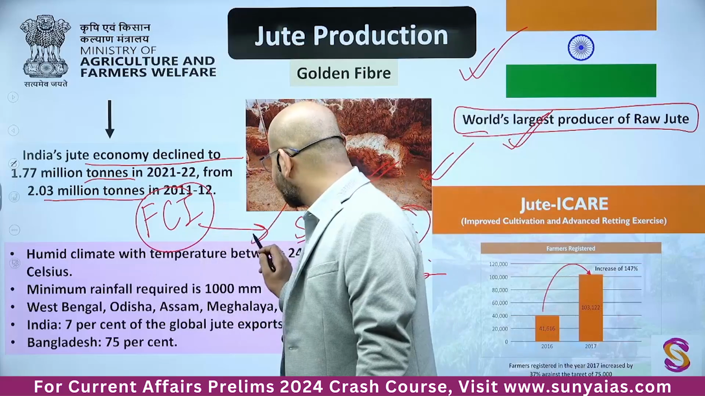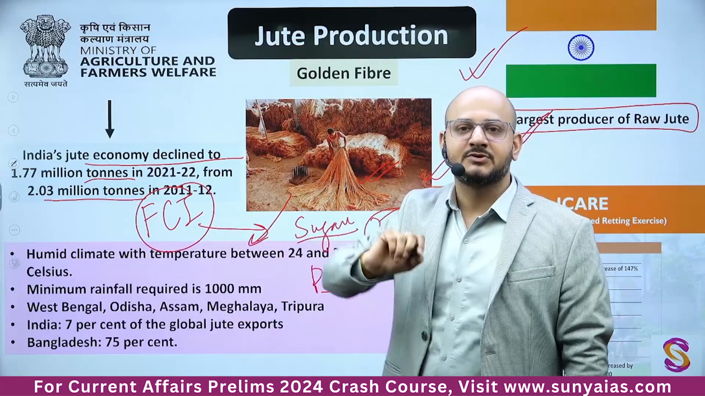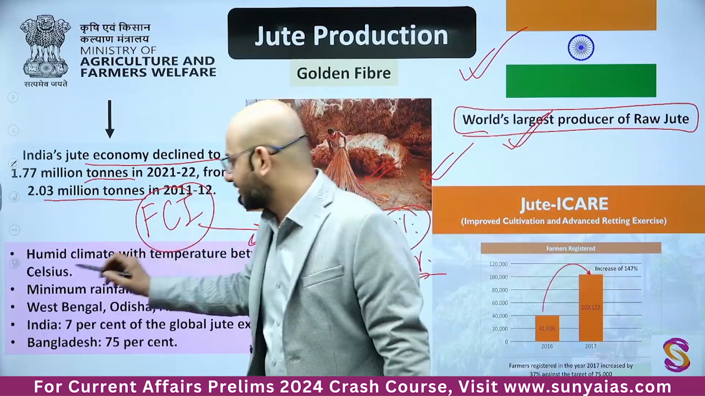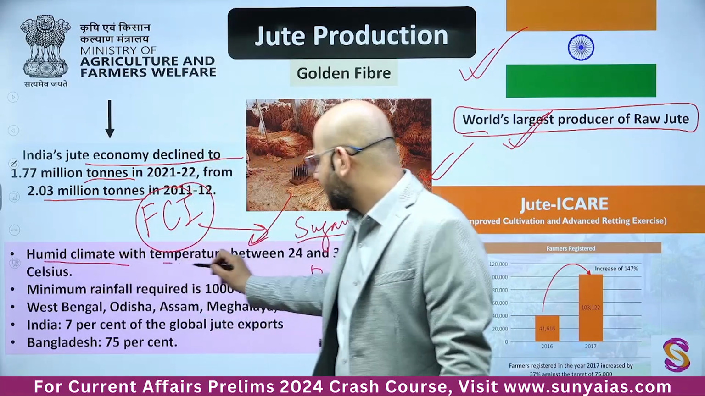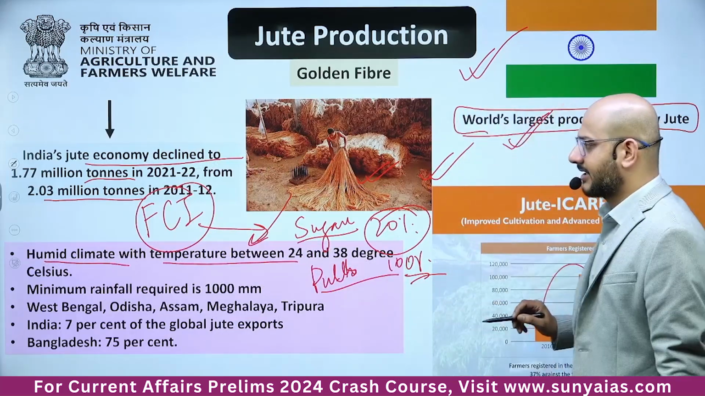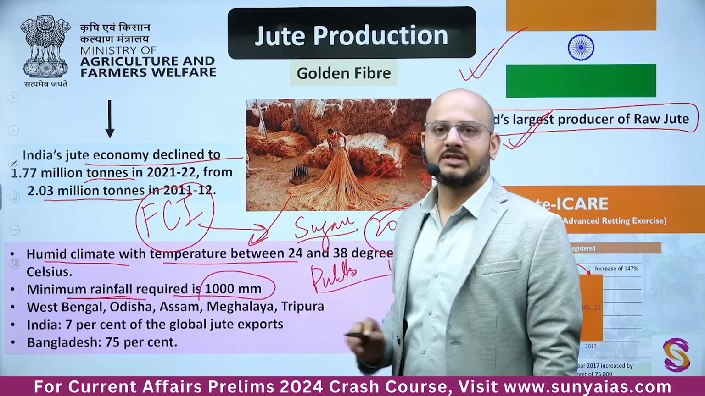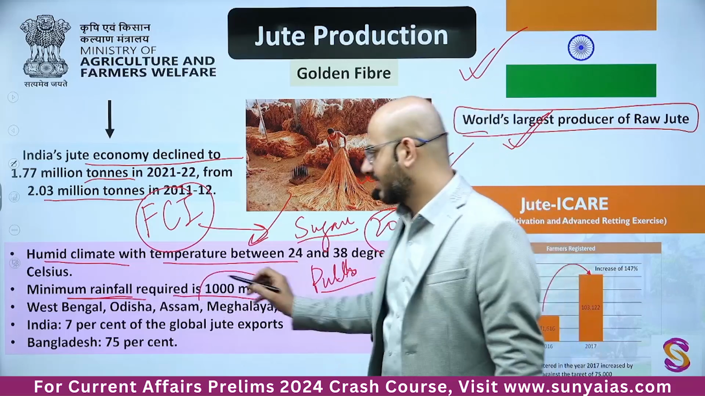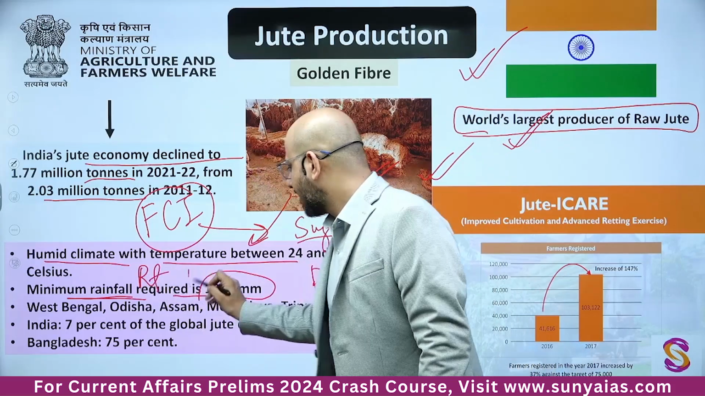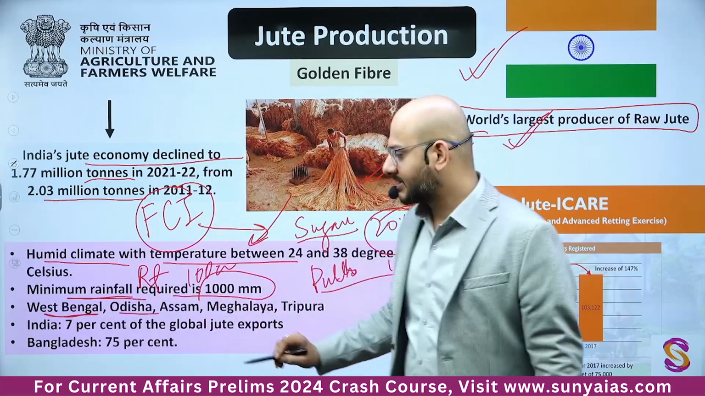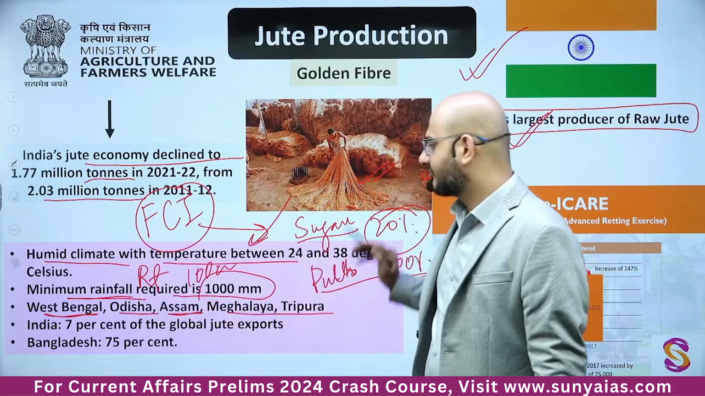What kind of climate is facilitated? Which state is the highest producer of jute in India? It is West Bengal. Jute and paddy, you remember. Humid climate with temperature between 24 and 38 degrees Celsius. Minimum rainfall required is 1000 mm or 100 centimeter. West Bengal is the largest producer, followed by Odisha, Assam, Meghalaya, Tripura.